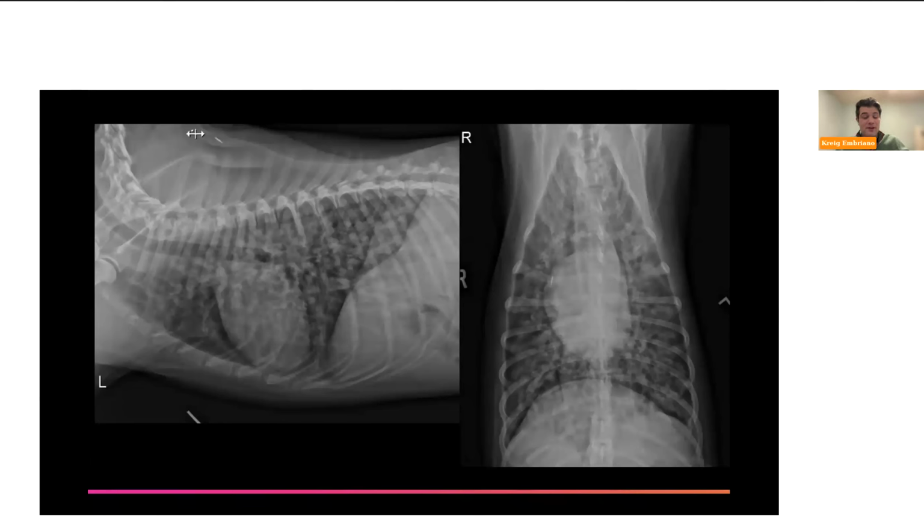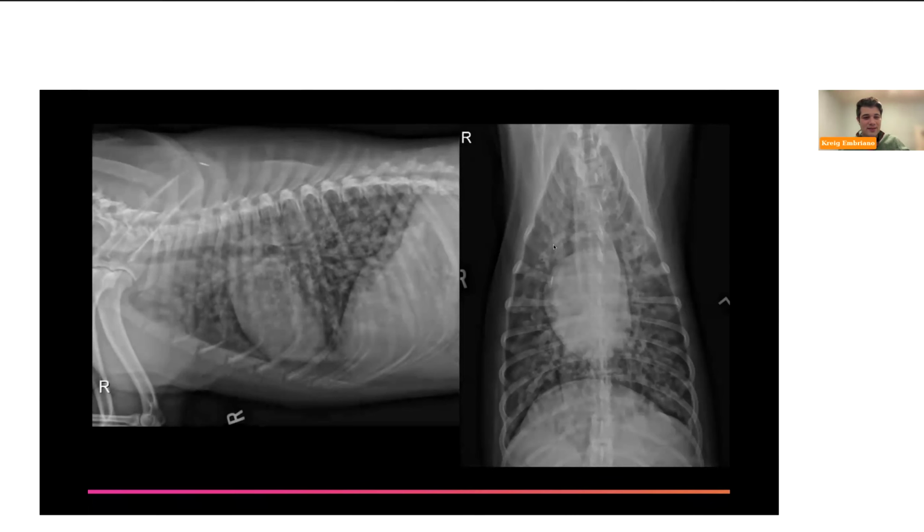This is a dog that has a very, very severe bronchial pattern. In this case, this dog has very severe cotton ball-like unstructured interstitial parabronchial cuffing. So that's what we were talking about earlier. It almost looks like there's nodules everywhere. But if you look closely, there's always a small little bronchus in the center or right next to it. So this is a severe case of bronchial disease.